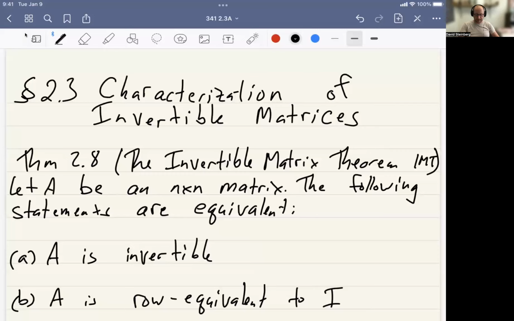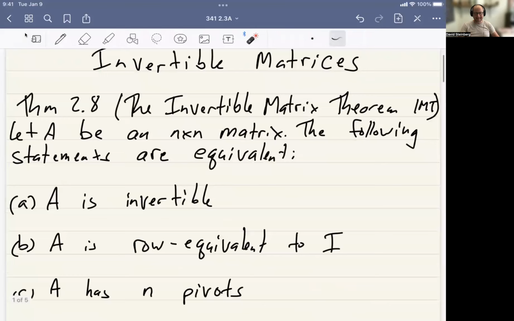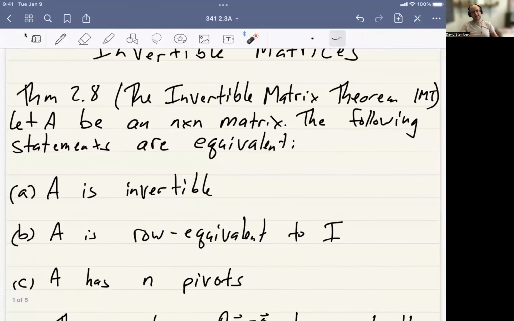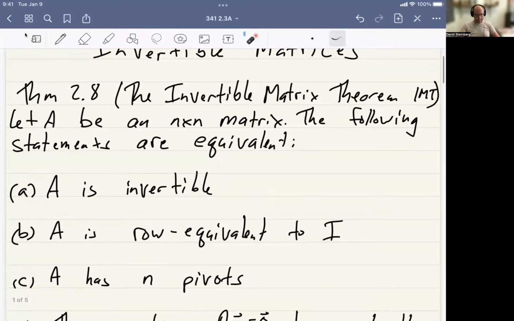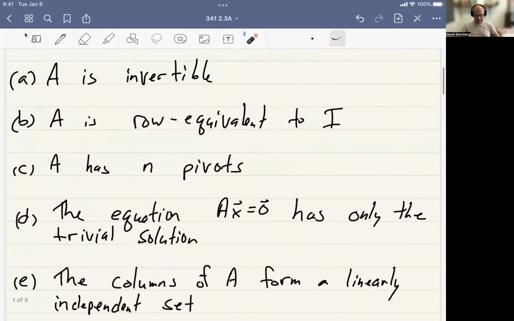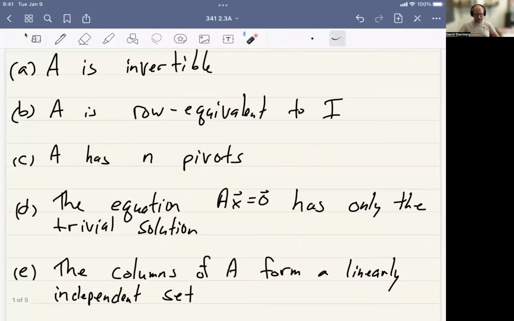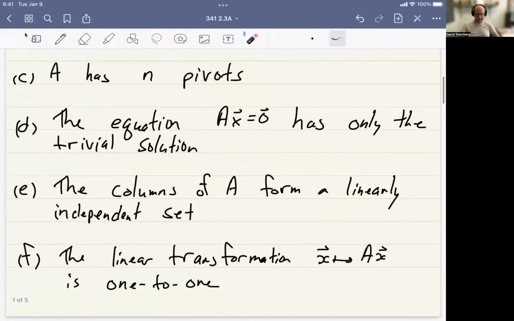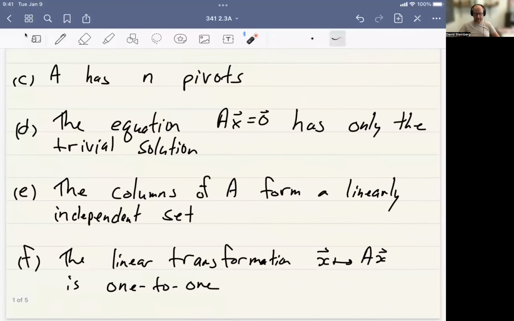A is row equivalent to the identity matrix. I think we mentioned this last time. A has n pivots, and you could say pivot columns or pivot rows, but since it's n by n, it'll be both, or neither. The equation AX equals 0 has only the trivial solution. The columns of A form a linearly independent set. The linear transformation that takes X to AX is 1-to-1.